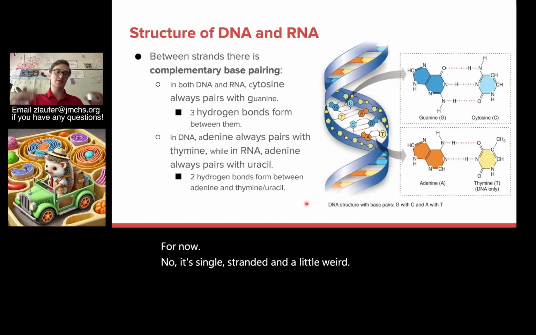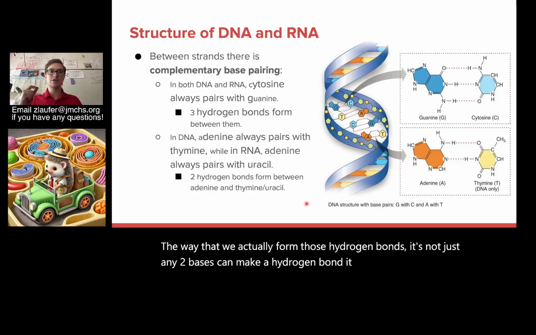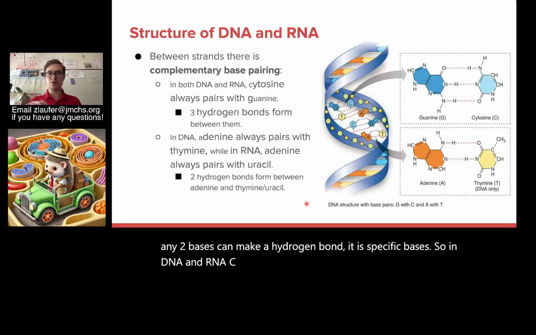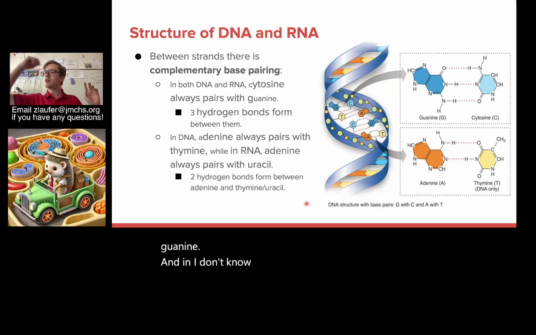The way that we actually form those hydrogen bonds, it's not just any two bases can make a hydrogen bond, it is specific bases. So in DNA and RNA, C always pairs with G. So cytosine always pairs with guanine. And, I don't know why the text on this is so weird.